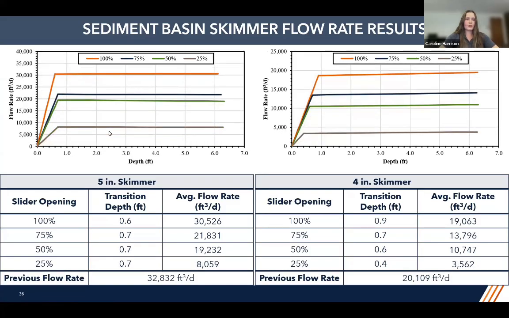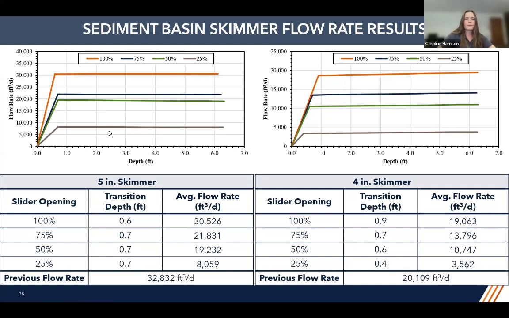Moving into our 5-inch skimmer, our manufacturer's previously published flow rate here was close to 33,000 cubic feet per day, which was a bit higher than our experimental maximum average flow rate, which was close to 31,000 cubic feet per day. And then our minimum here was close to 8,000 cubic feet per day.